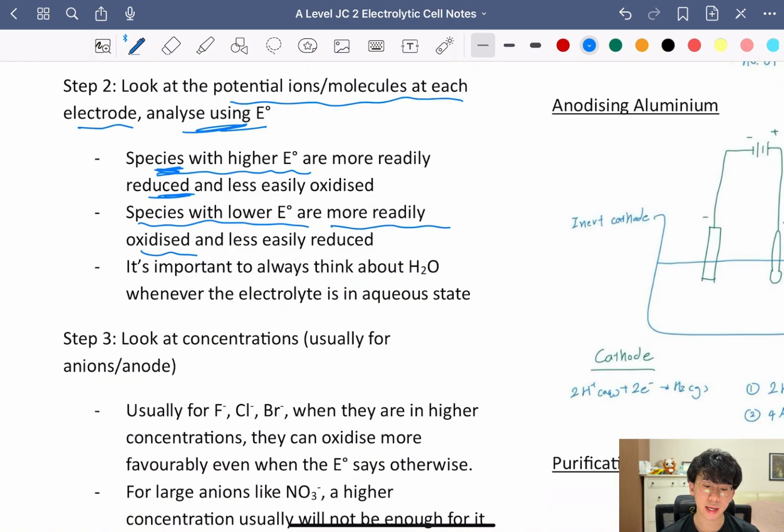Do take note that you always want to think about H2O whenever the electrolyte is in aqueous state. And this is because H2O is in really great abundance in the whole electrolyte. And usually in most of the cases in aqueous states of the electrolyte, they would participate in the electrode reactions.